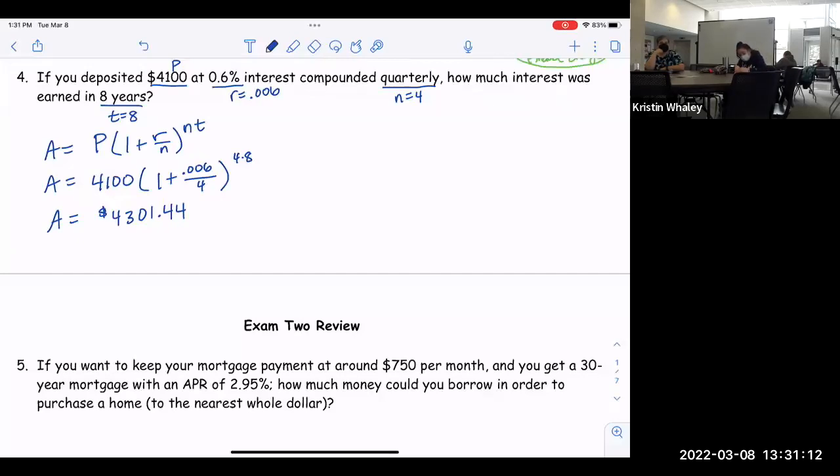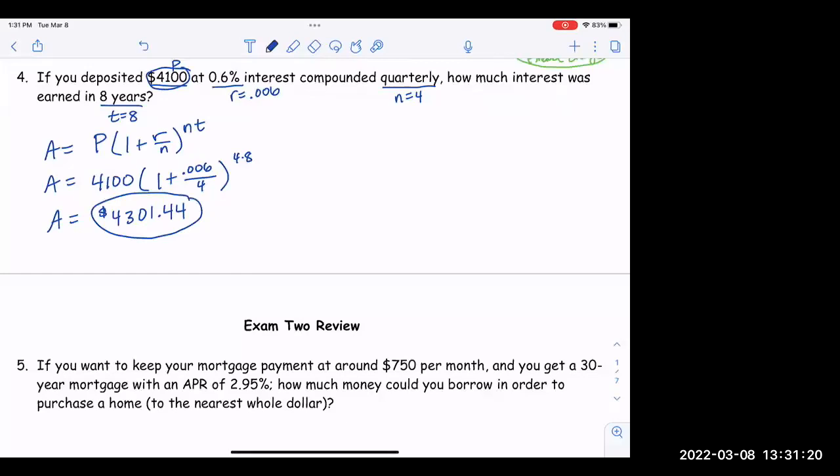So all I need to do is just say, okay, I started out with 4,100. I ended up with 4,301.44. However much more I have in the end than what I started with, that's my interest. So to find the interest, which is what they asked for, I just need to subtract those two numbers. It's real easy to forget that step and not realize what they asked for here. So this should be $201.44.